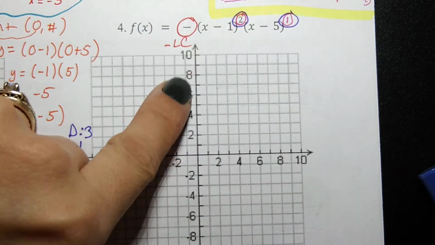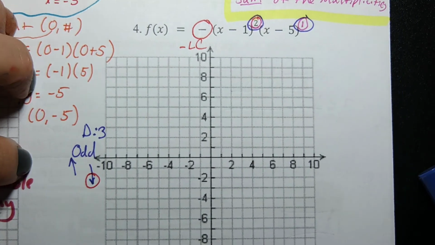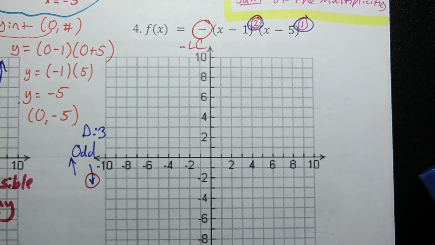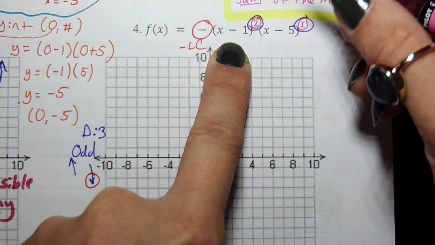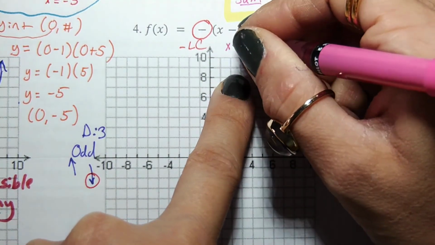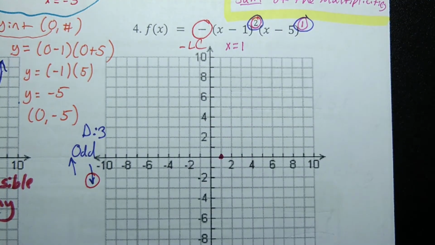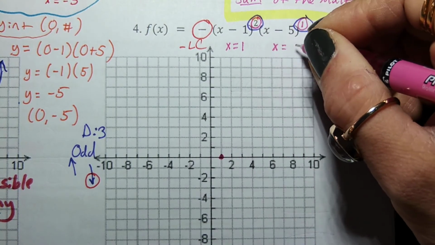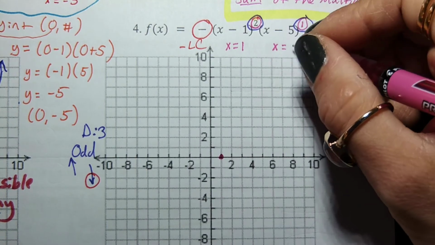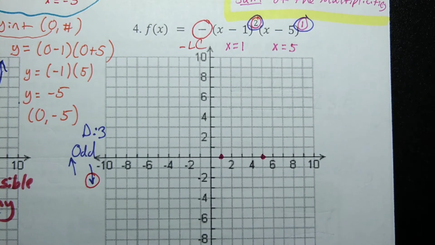The degree, although we're finding it a little bit differently in factored form, even or odd, and then the sign of the leading coefficient. Now, for the new stuff, what are my x-intercepts? We've got x minus 1 as a factor, so x equals 1 is an x-intercept. What's my other intercept? If it's x minus 5 as a factor, it's x equals 5 as the x-intercept.